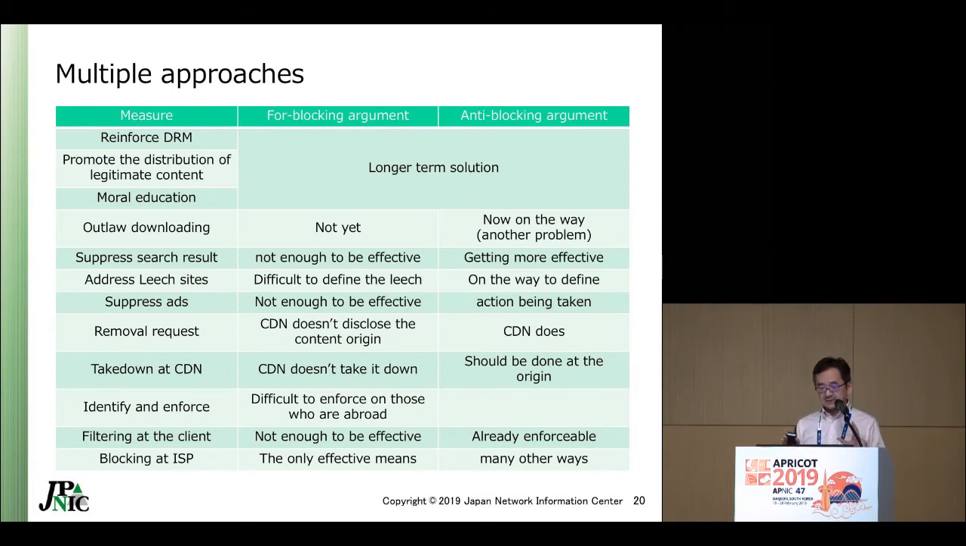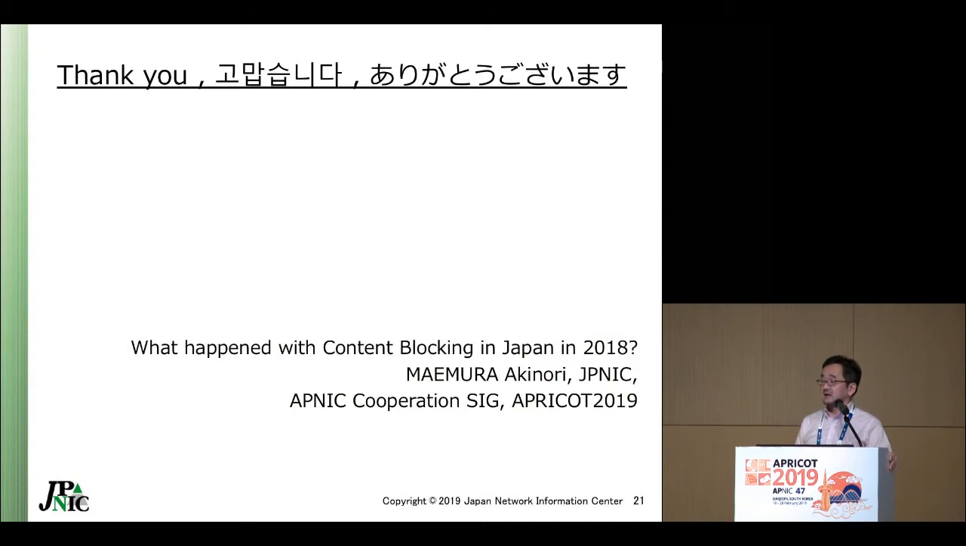But if we have some countermeasure, we need to combine all these effective means to achieve our target to suppress piracy. But in this discussion, the content provider only argued that content blocking is the only means to address that issue, and the anti-blocking people didn't agree on that. So that was the situation in 2018. That's the progress report on what happened in Japan in 2018. Thank you very much.